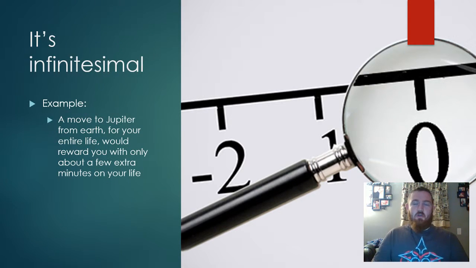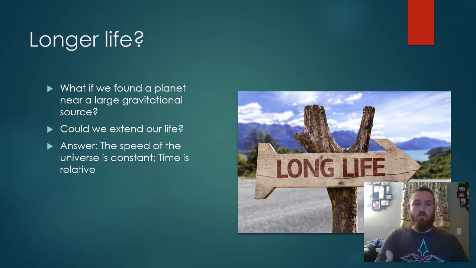An example of how minimal it is: imagine you move to Jupiter from Earth. For your entire life, you would be rewarded with only an extra few minutes on your life. And a counter to this you might say is, well, what if we moved closer to a planet that had a very large gravitational source, like in the previous example when I talked about the movie Interstellar? Well, could we extend our life?